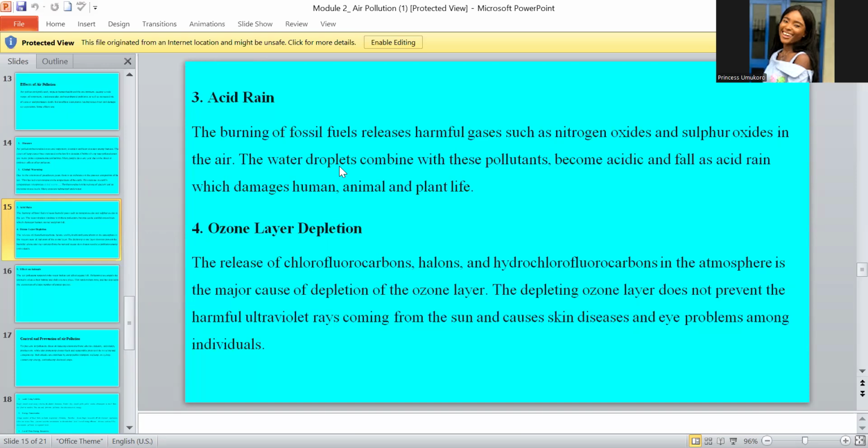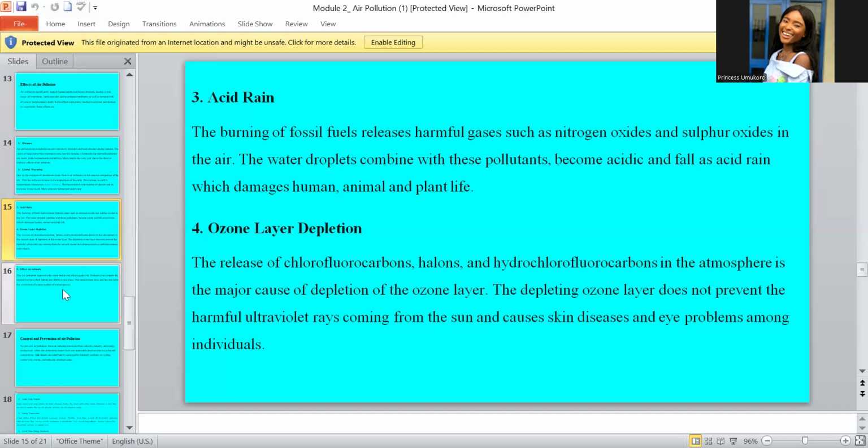The release of chlorofluorocarbons, halogens, and hydrochlorofluorocarbons in the atmosphere is the major cause of depletion of the ozone layer. And the depleting ozone layer does not prevent the harmful ultraviolet rays coming from the sun and causes skin diseases and eye problems amongst individuals.